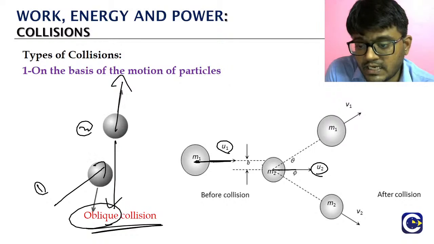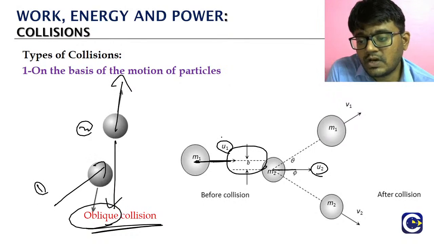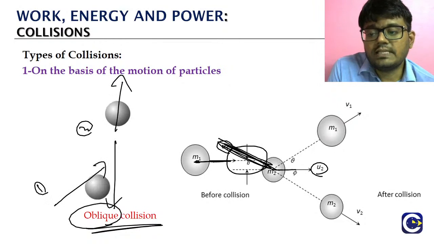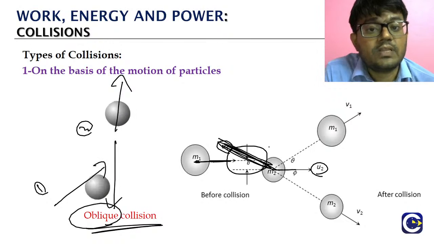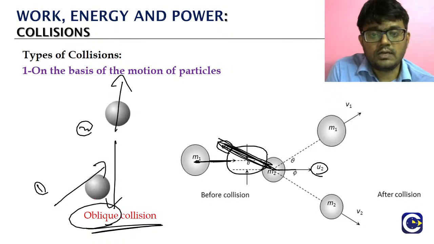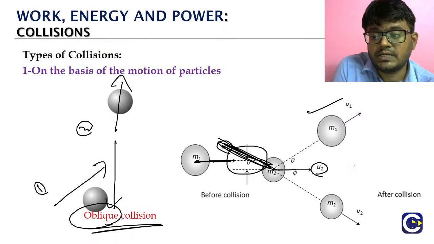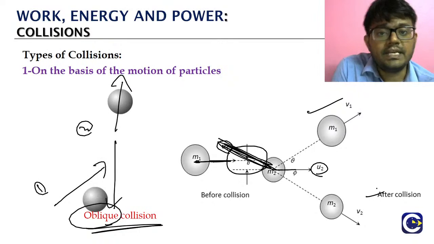So when m1 is coming and colliding, this is the normal line, right? You will see that the velocities are making some angle with the normal. So you will not have the velocities along that common normal line. That is the reason why after collision, what is your observation? They will be moving in different directions.